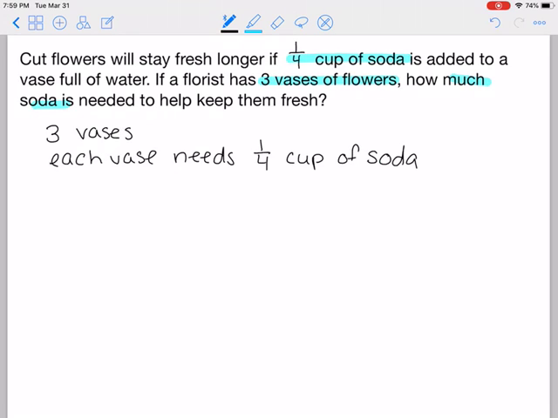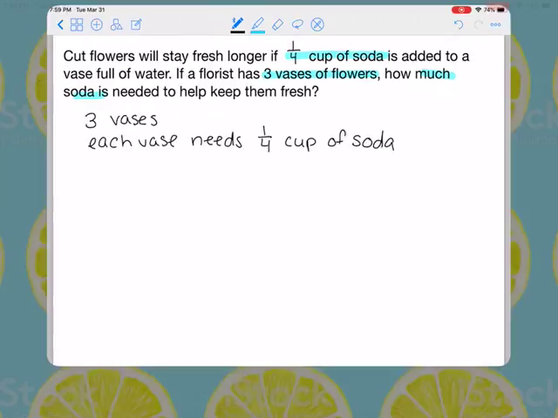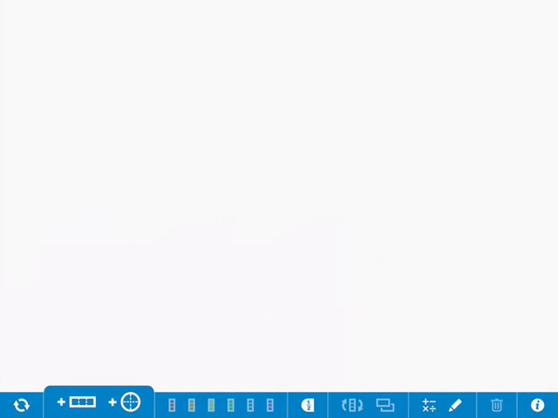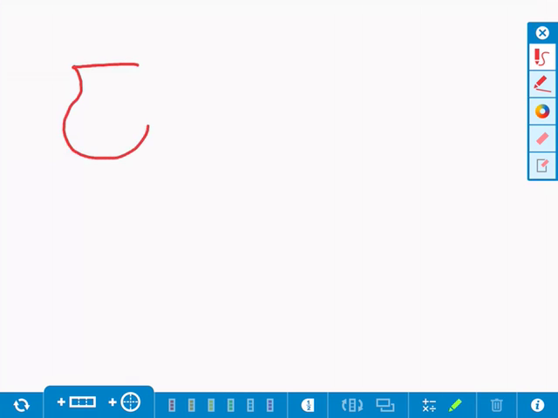So we're going to do this using addition number models, pictures, and fraction circles. So I'm actually going to open up this app that's here, and I am going to start over. So let's start off by drawing our pictures. So we know that he has 3 vases.